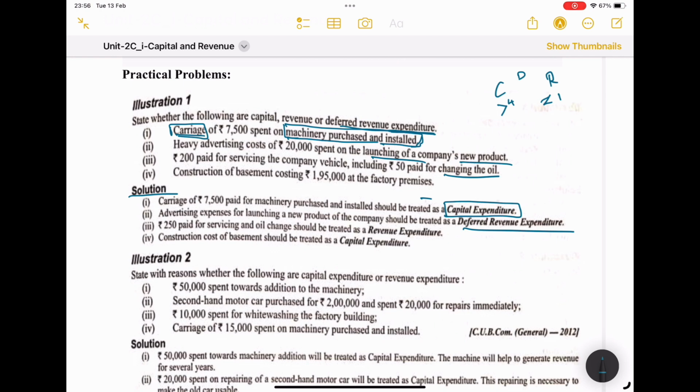Next, construction of a basement costing 1,95,000 at a factory premises. I am having a factory, and for that I am constructing a basement. So regularly we are definitely not going to construct a building in our factory premises, because we don't require it for the business activities, isn't it? So it is capital in nature. Easily we can identify it by reading and understanding it.